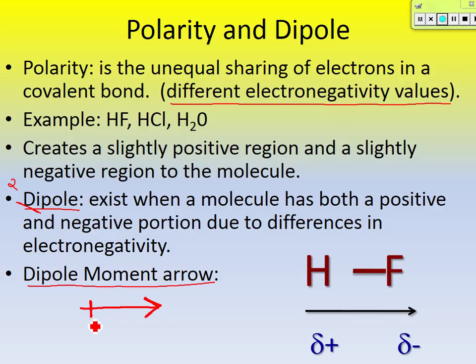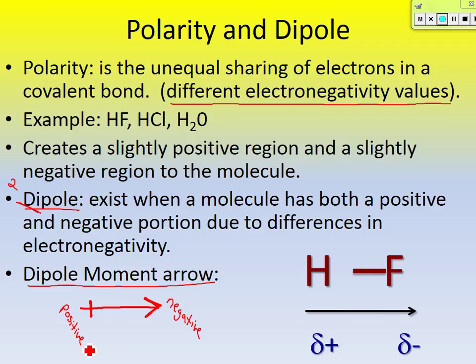And I want you to write in this: a dipole moment arrow always points to the more negative side of the molecule. And so the tail is slightly more positive.